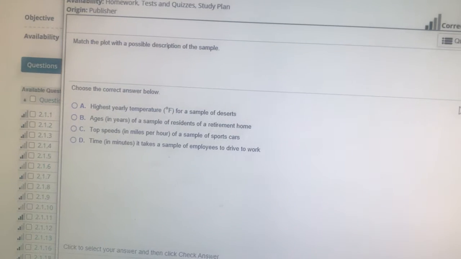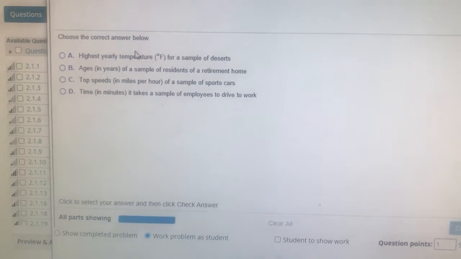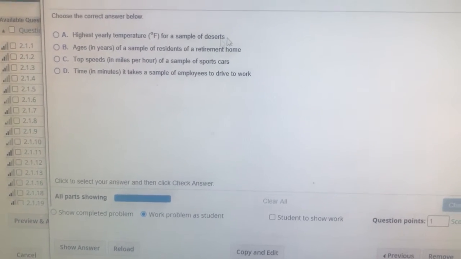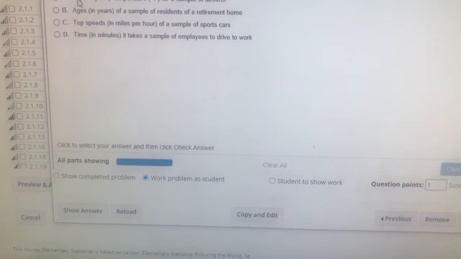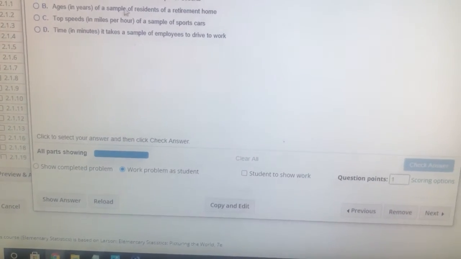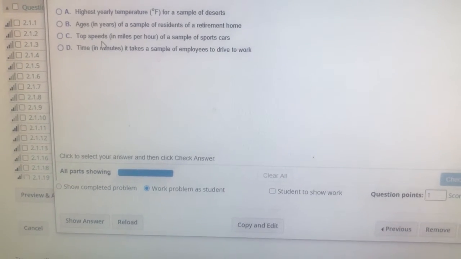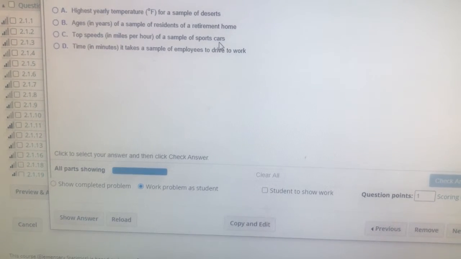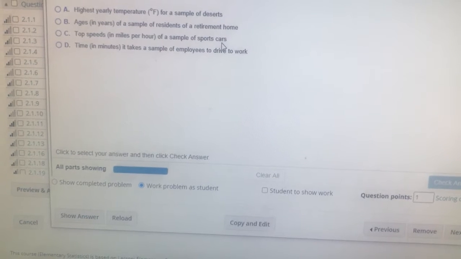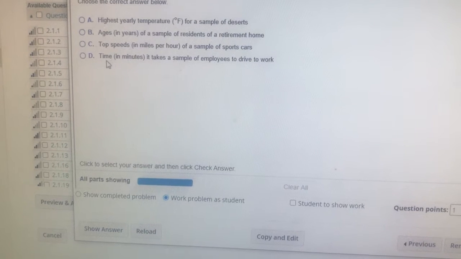Now, what could this stem and leaf plot mean? You have the highest yearly temperature for a sample of deserts. Well, I would hope no desert would be 218 degrees. So I don't think it's that one. The ages of a sample of residents in a retirement home, I don't think we got any 218-year-olds. Top speed in miles per hour of a sample of sports cars. That could be possible because I have heard of some cars going 218 miles per hour. Let's think about that one.